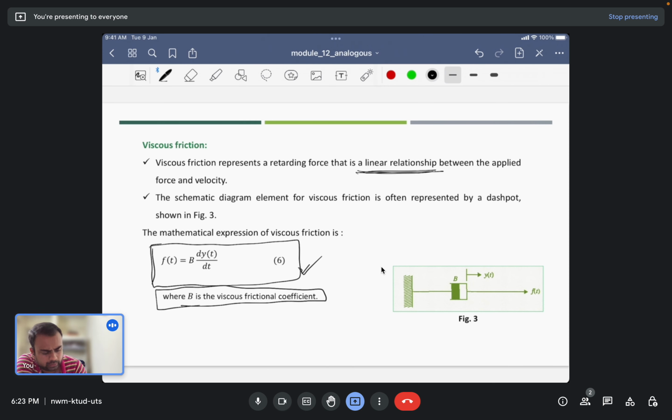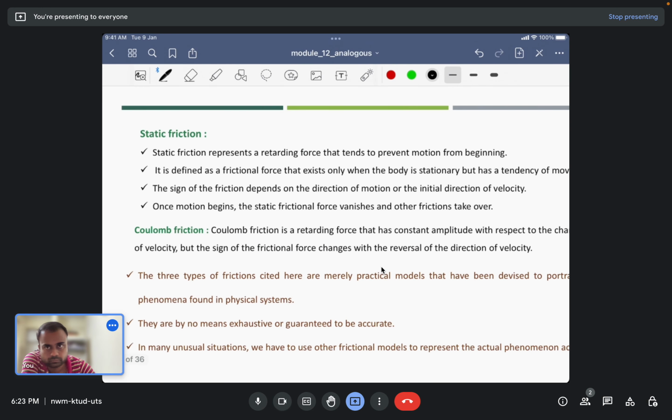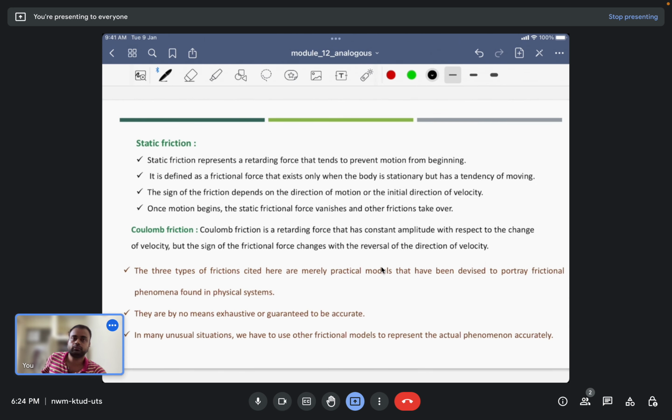Here is a free body diagram. y of t is the displacement along the positive x-axis. In that case, f of t is equal to b times dy by dt. Static friction represents a retarding force that tends to prevent the motion from the beginning, and it always acts in the opposite direction of the motion. It is defined as a frictional force that exists only when the body is stationary but has a tendency to move, whenever we are trying to break the state of motion.